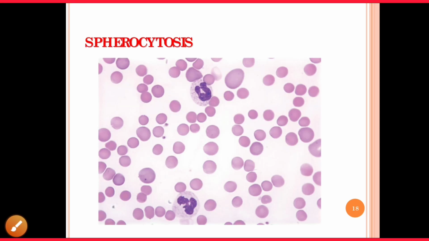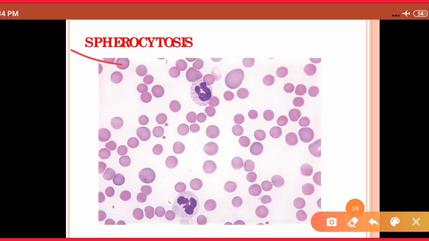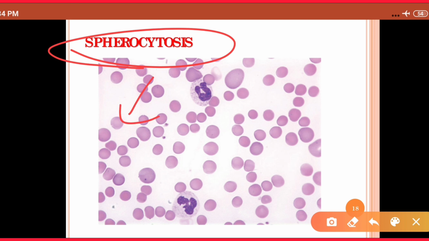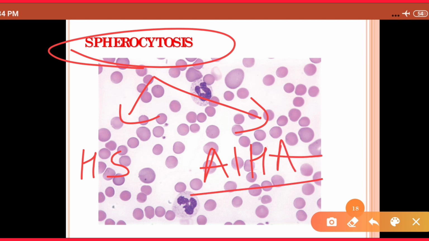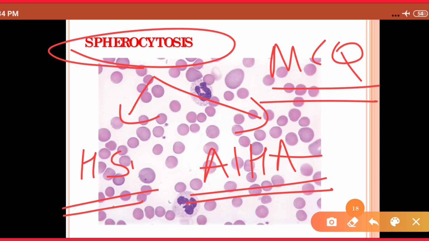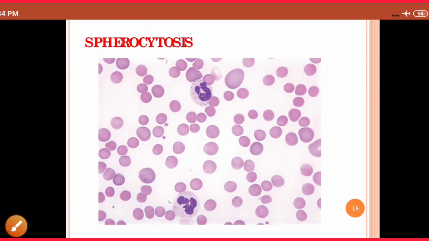So these are called spherocytosis, and this spherocytosis can be seen congenitally as well. That is known by the name hereditary spherocytosis, and it can be seen in certain hemolytic anemias like autoimmune hemolytic anemia as well. This is the most important MCQ, right? In these two conditions, spherocytes are seen.